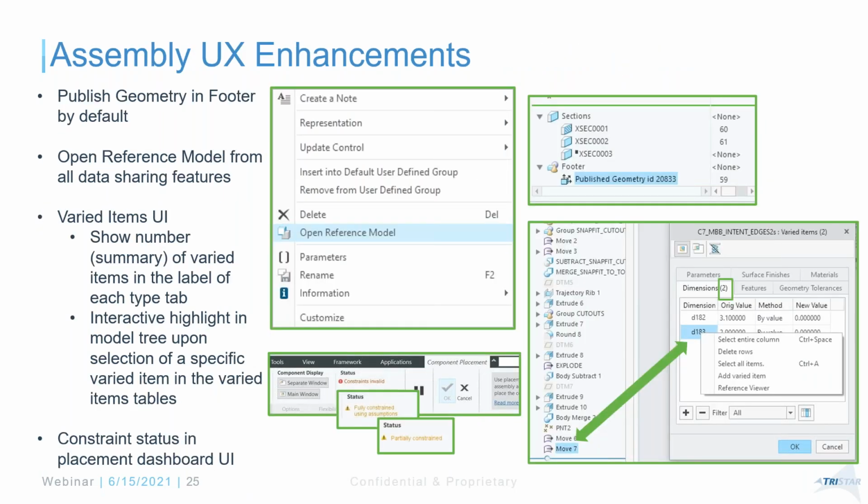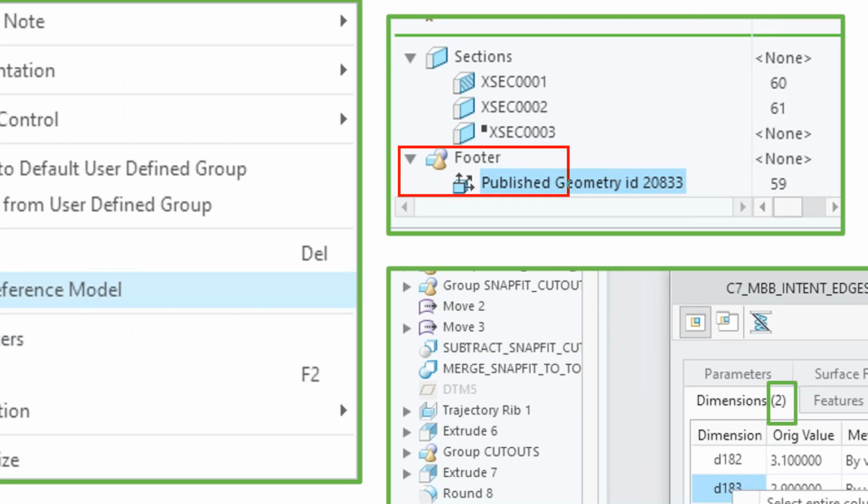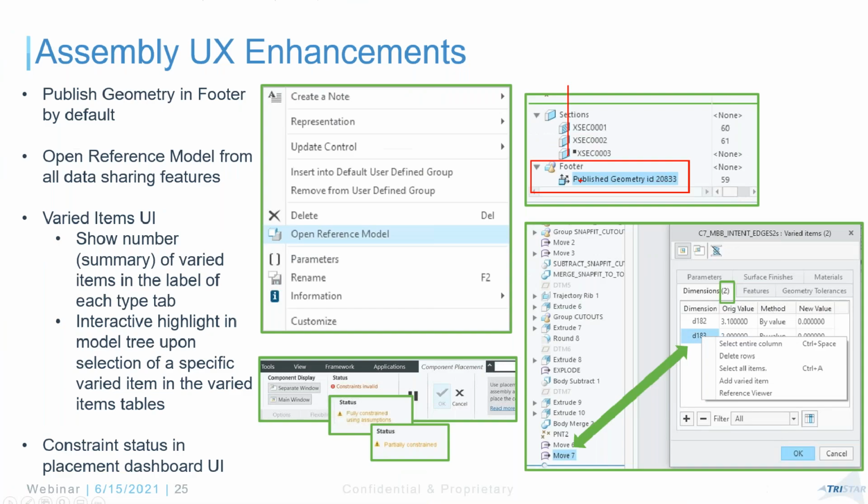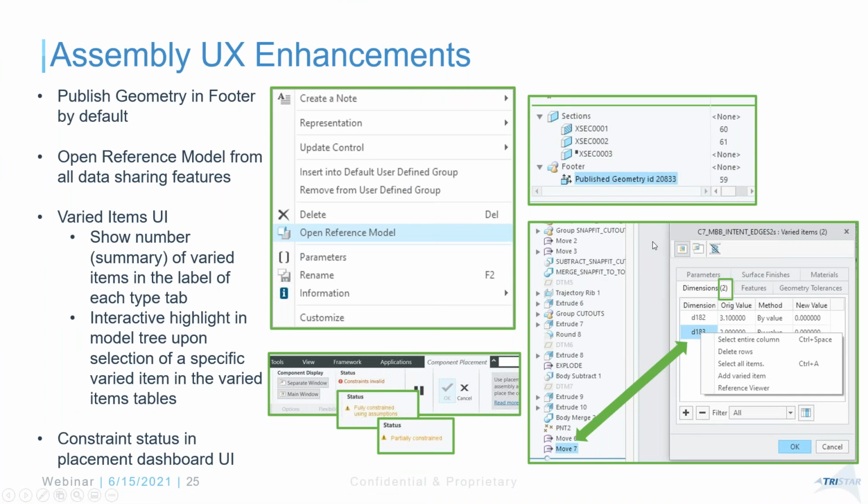And then some usability enhancements on the assembly side. When you have data sharing features, from any data sharing feature, you should be able to open a reference model from the right click, whether it's a shrinkwrap or a copy geometry, all those. You should be able to right click and open a reference model, kind of like you used to do with sheet metal form features, right? The published geometry can be pushed to the footer now, more helping with regeneration. It's typically done after regeneration, so it makes sense to use published geometry in the footer.